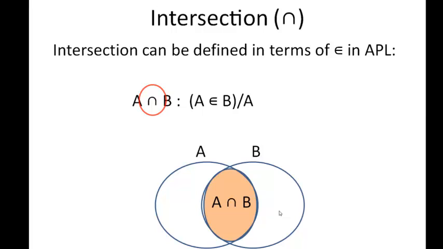Intersection can be defined in terms of the membership function in APL. It's basically all the elements of A that are in B. So all the elements that are not in B are excluded, all the elements of B that are not in A are excluded. We only keep the ones that are in both sets.